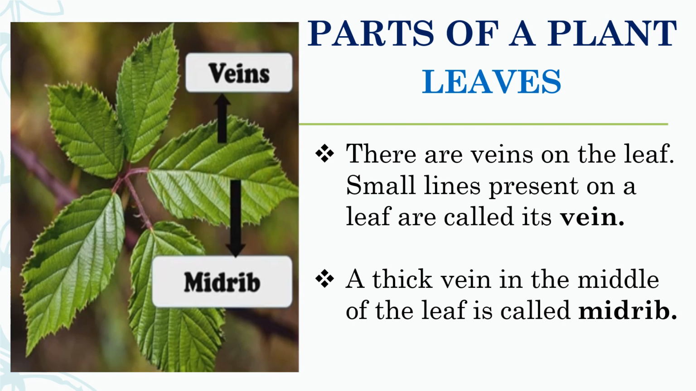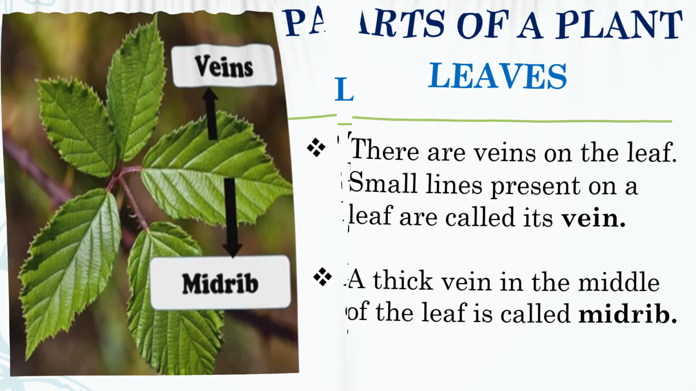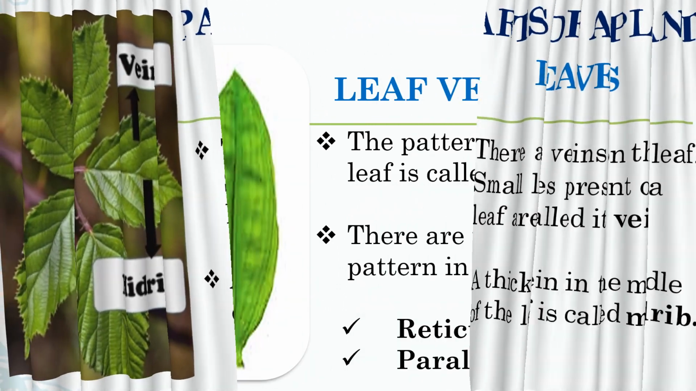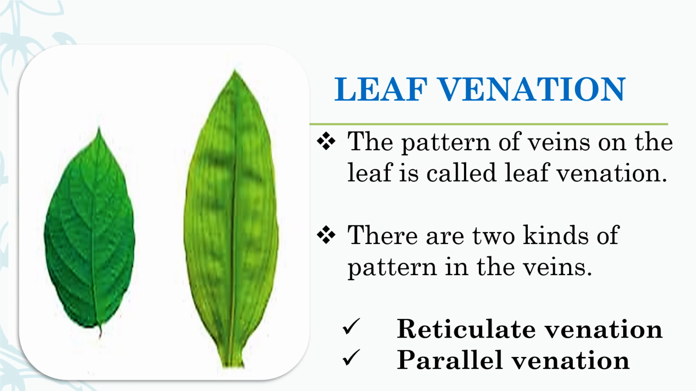There are veins on the leaf. Small lines present on a leaf are called its veins. A thick vein in the middle of the leaf is called midrib. The veins make the pattern on the leaf and this is called as leaf venation. We have two types of venation: reticulate venation and parallel venation. Let's study about each one of them.